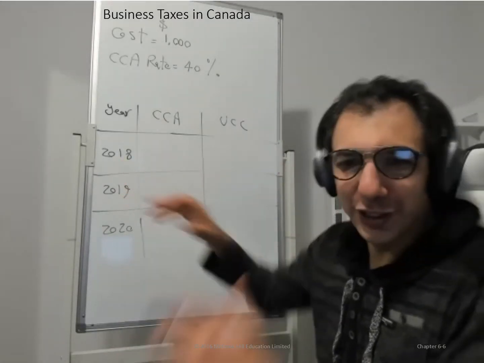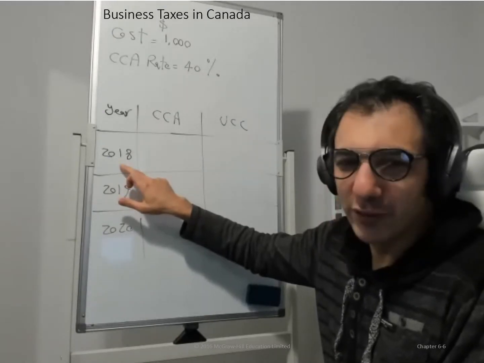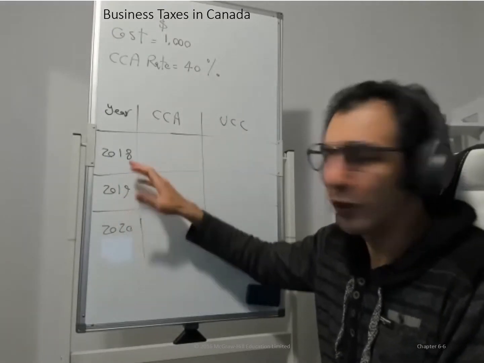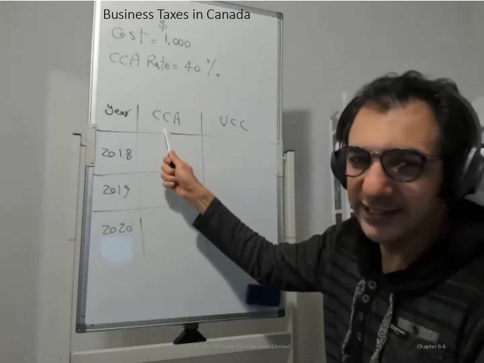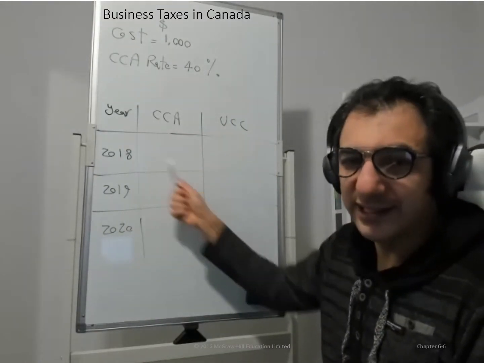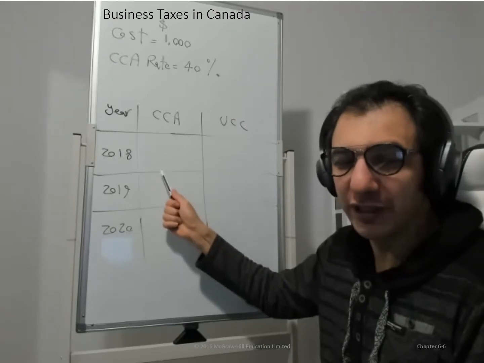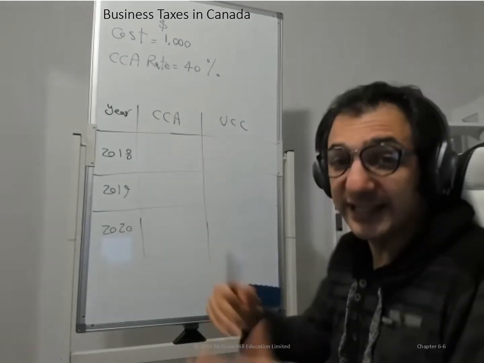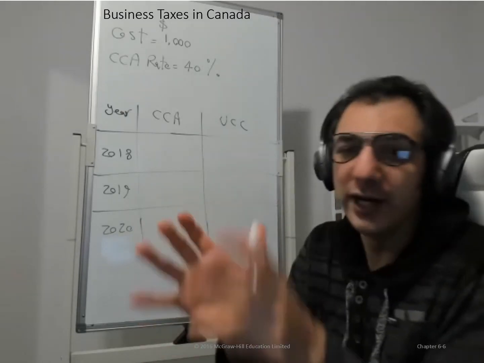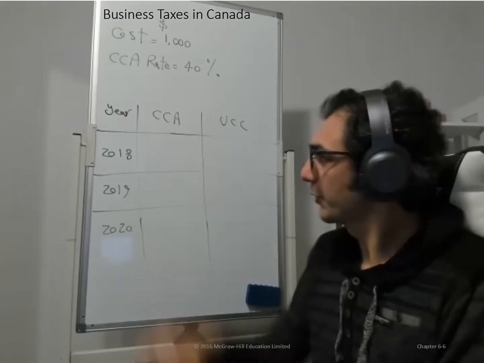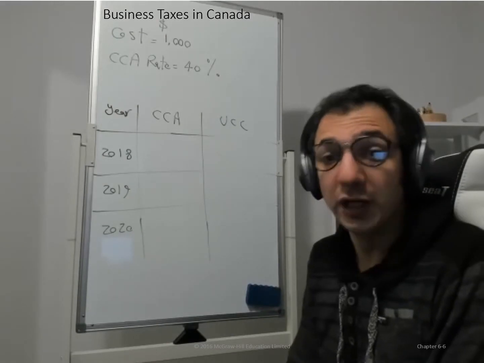So let's say you just acquired this asset in the beginning of 2018. For the next 3 years, you are going to calculate the CCA and UCC. Again, CCA is capital cost allowance, so that's the depreciation cost for each year, and UCC is the undepreciated part, which you carry over to the next year. So let's start with the first year, 2018.